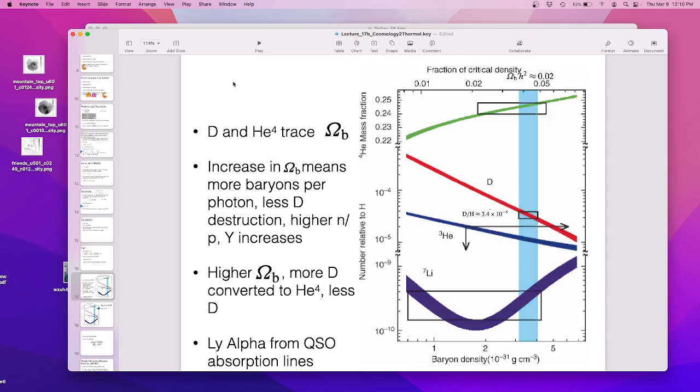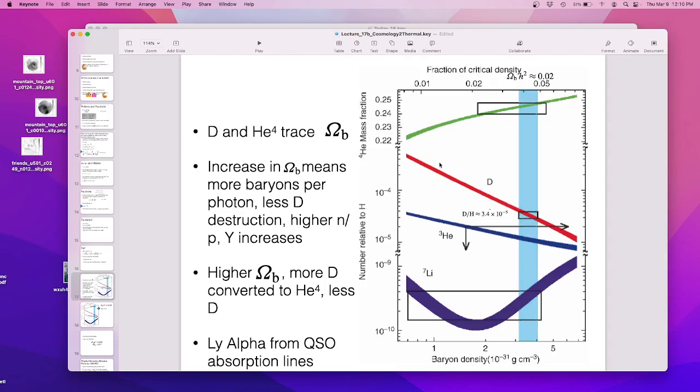And this is baryon density. So this is the density of protons when the helium-4 is formed, and the helium-3. So D to H tells me how dense the universe was. That tells me it this way.